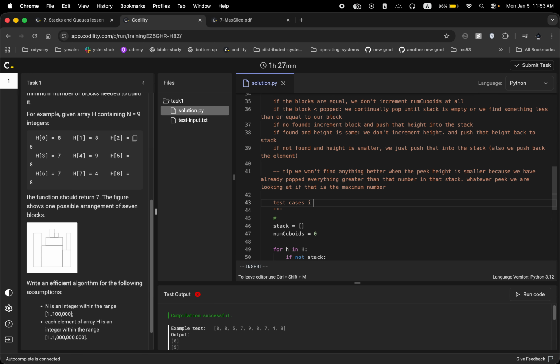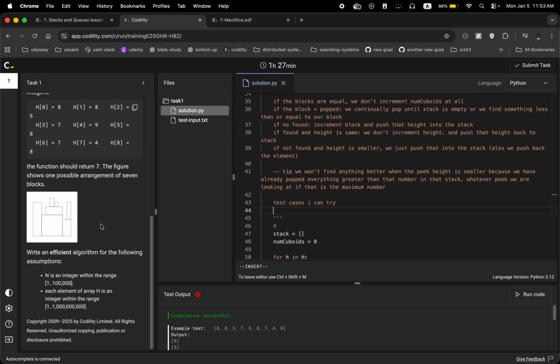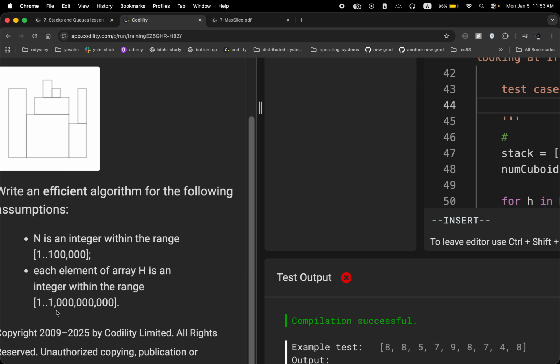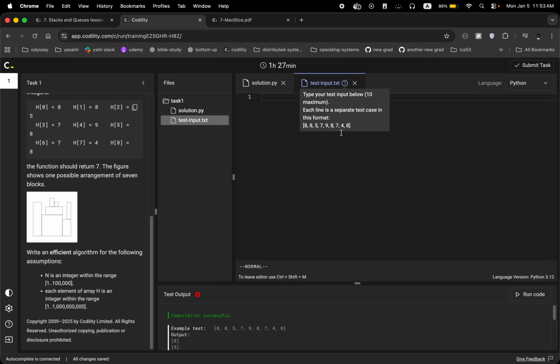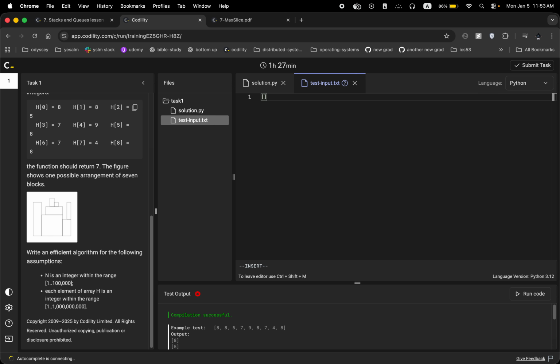Some test cases I could try. Some edge cases maybe. Alright, so efficient algorithm, n is an integer within 1 to 100,000. And there can be one element as well. So what if it's like 8? Just build a wall with 8, just a single rectangle. And what are some edge cases here? I guess just like the equal length and like alternating maybe.